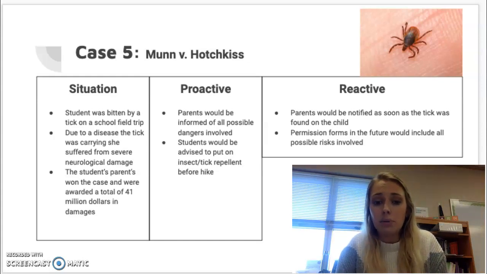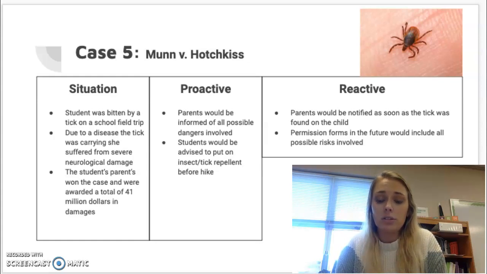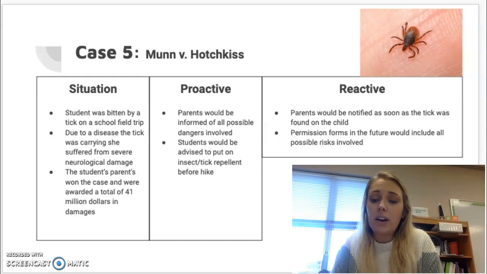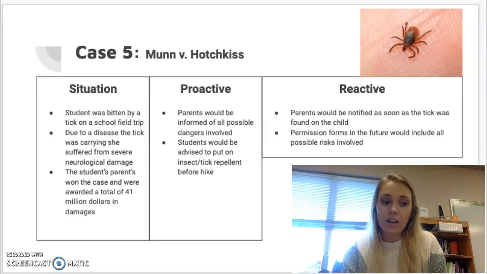And students would be advised to put on tick and insect repellent before the hike, even if parents didn't put it on before. That's just something provided. That's something that I think you should give every student an opportunity to put on. Reactive, after the situation has happened, parents would be notified as soon as the tick was found on the child. So that way, if they needed to go get any kind of testing directly after, they could do that without having to wait until they realized that something was wrong. And then permission forms in the future would obviously include all of those possible risks that could take place.